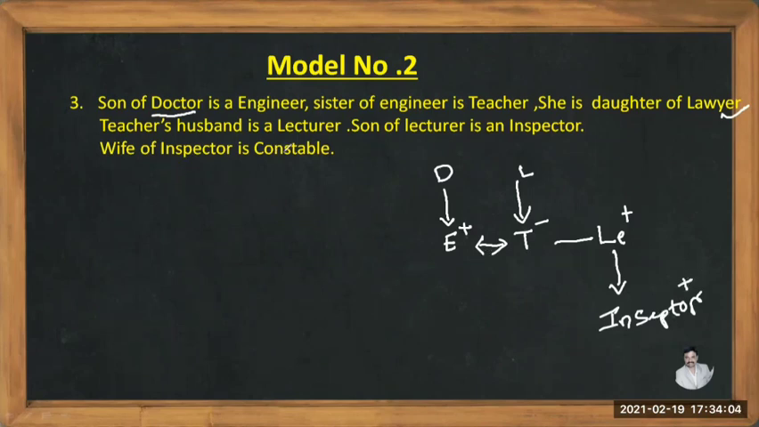And the wife of the inspector is a constable. So C for constable. So this is the complete picture. But as per the data, we cannot determine who is the wife and who is the husband of D and L here. Okay, let's see the questions now.